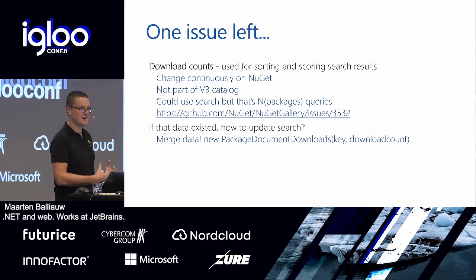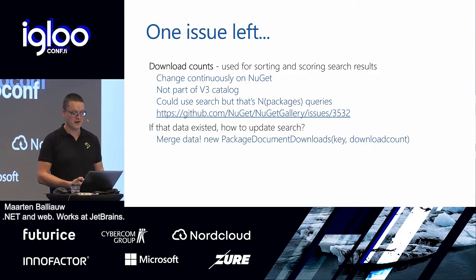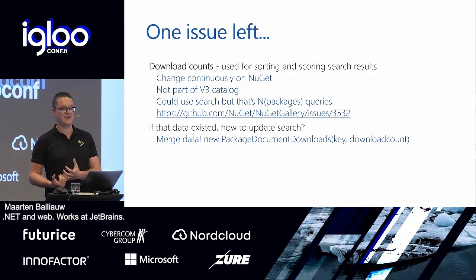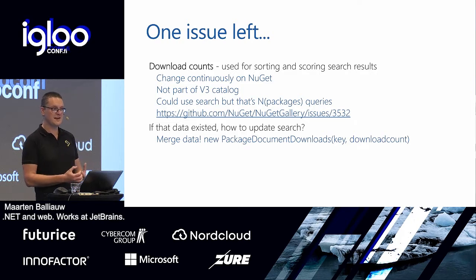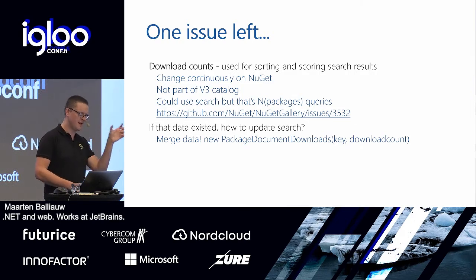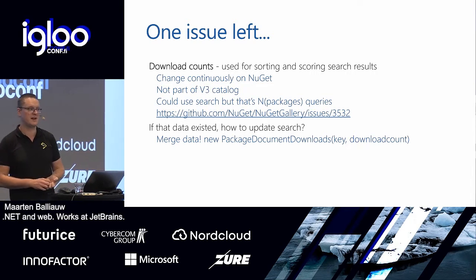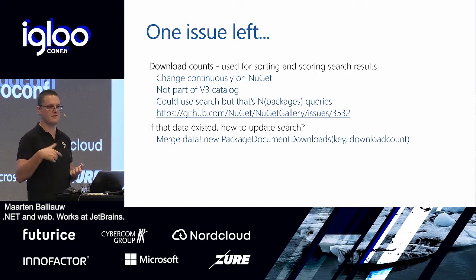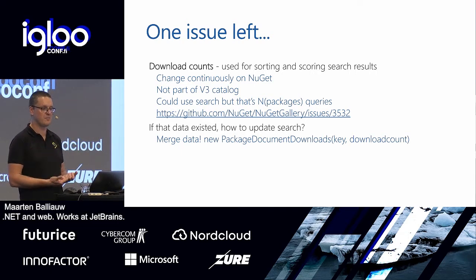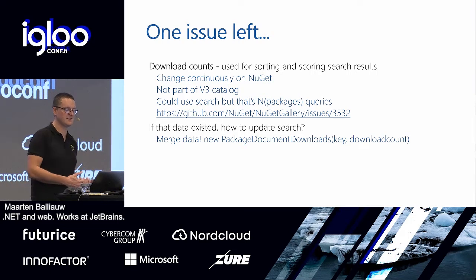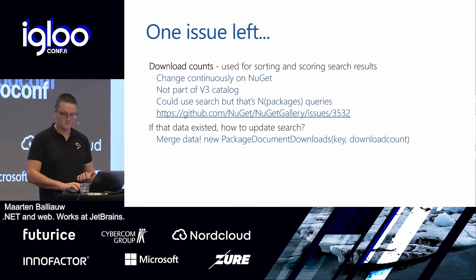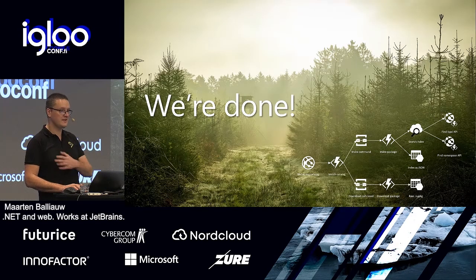Now, if the data existed, if there were an API with download counts, I would update my index every day, every week, or whatever with those new download counts by using that key that I had in my package documents. I have my package ID and version. I can use that as a primary key and merge the download count in there using a merge operation in Azure Search. So I don't have to reindex every single package. I can just update one existing package document. Right, we're done. The entire flow works.